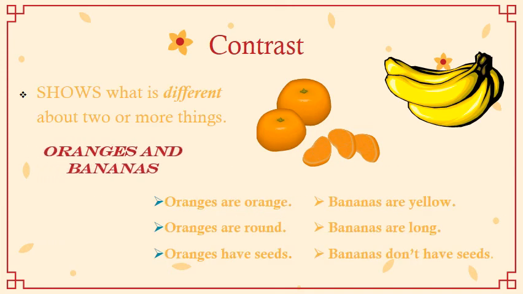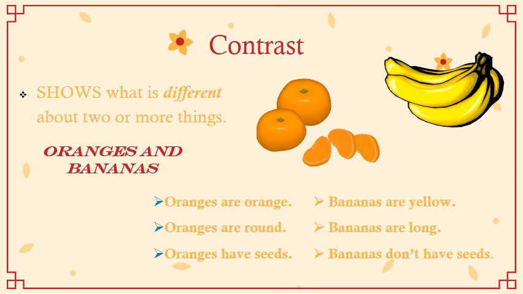Contrast. Now, when we say contrast, we mean that we want to show the differences, how two things or more are different. The same example for oranges and bananas. Let's see now, what's the difference between oranges and bananas? Oranges are orange. The color is a difference, but bananas are yellow. Oranges are round. Now the shape is different, but bananas are long. Oranges have seeds, but bananas don't have seeds.